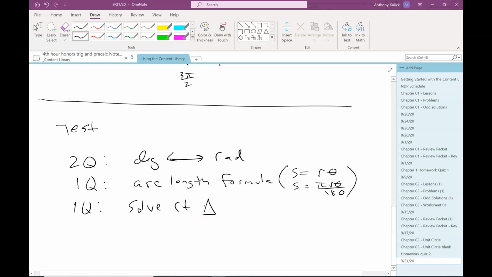So one question where you have to solve a right triangle. Am I going to expect that you know sine is opposite over adjacent and all that jazz? Yes, that should be memorized. I don't think that's a problem for most of us. We seem pretty solid on that.